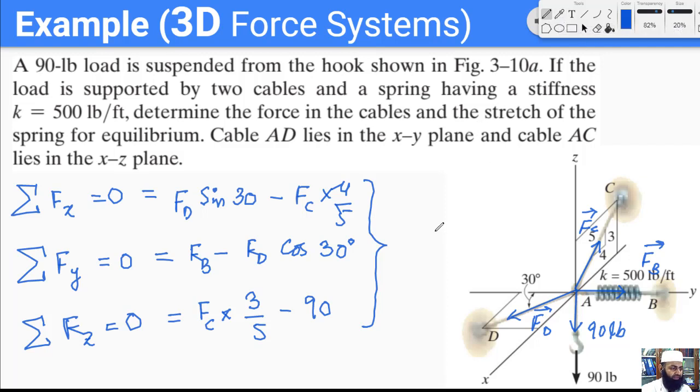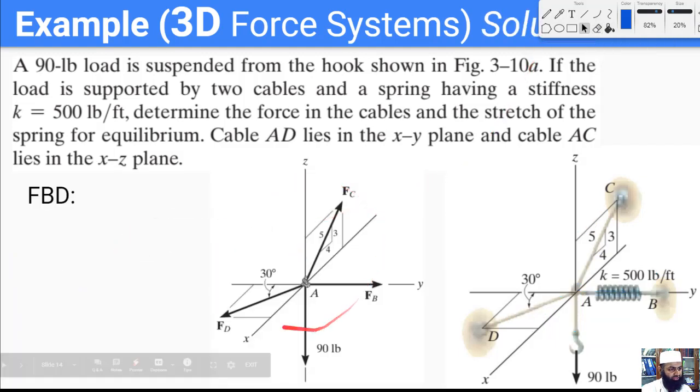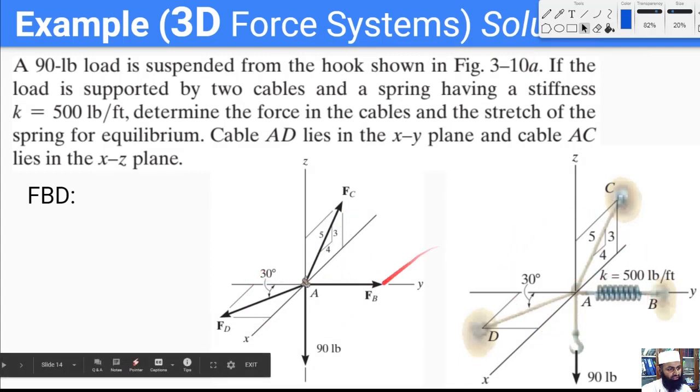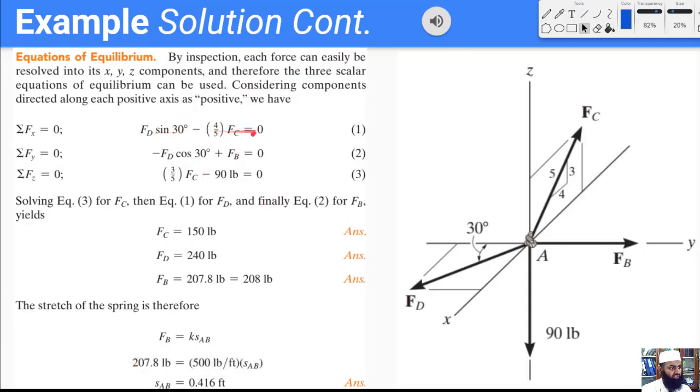Again, the steps are exactly the same as what we used in coplanar systems, except that rather than having two components of each force, we have to understand that each force has three perpendicular components. So here we look at the solution. This is the free body diagram, as we drew it on top of this figure rather than drawing it separately. And these are the three equations as we discussed earlier, and then we solve them and find these three unknowns.